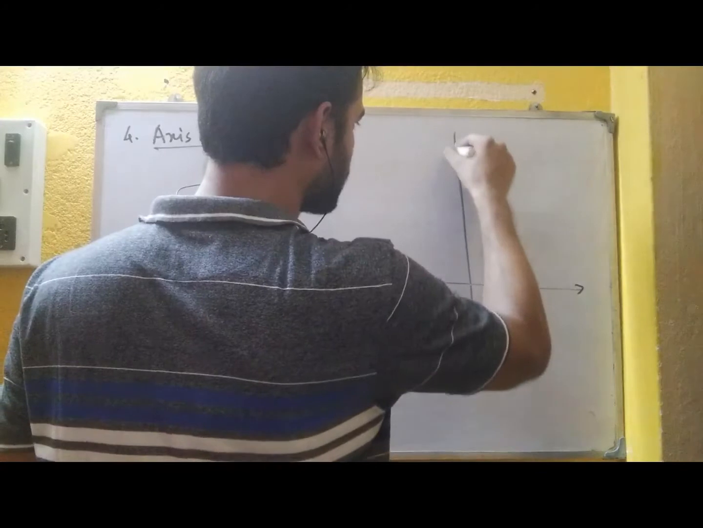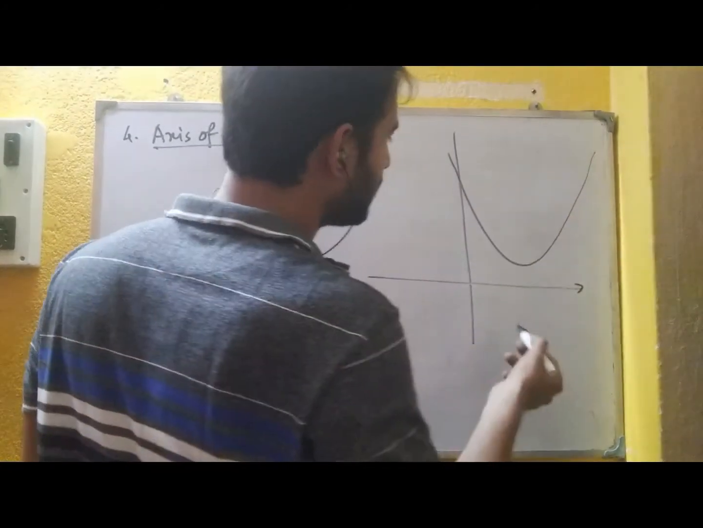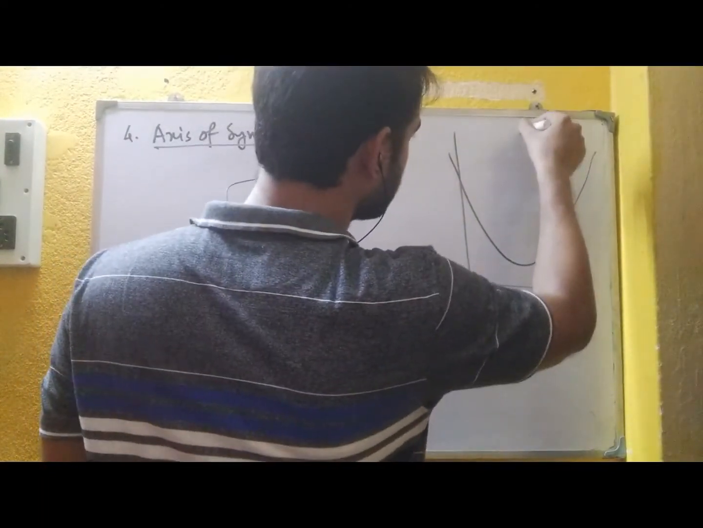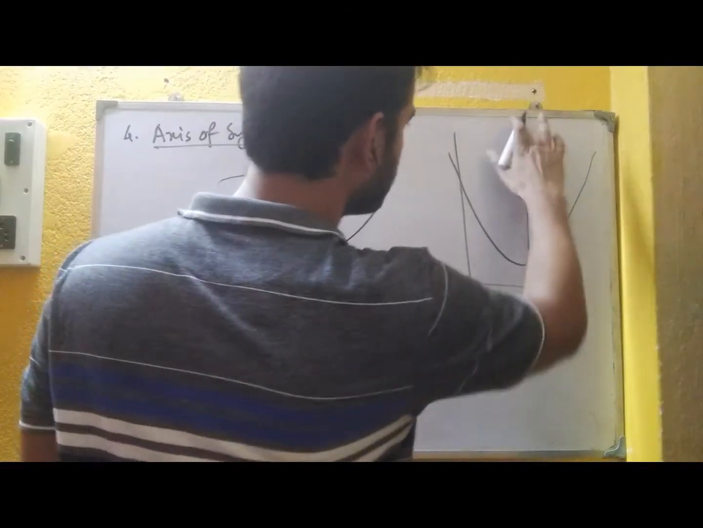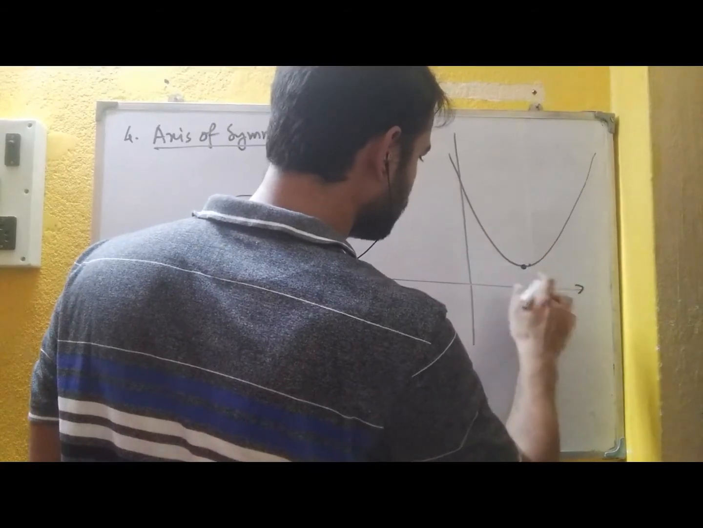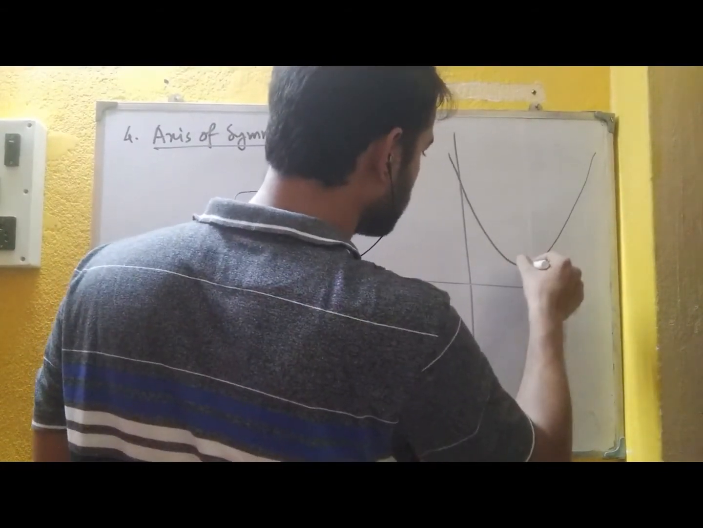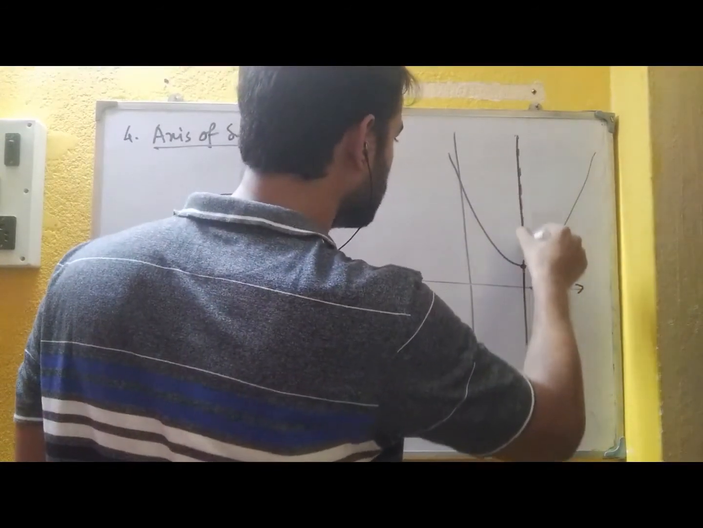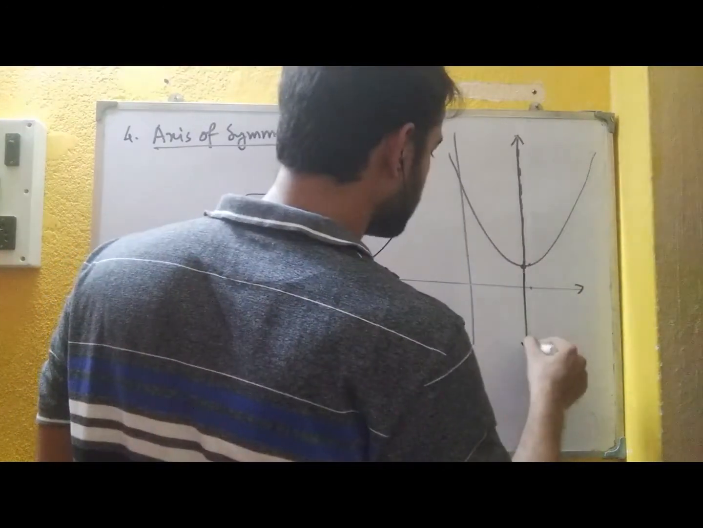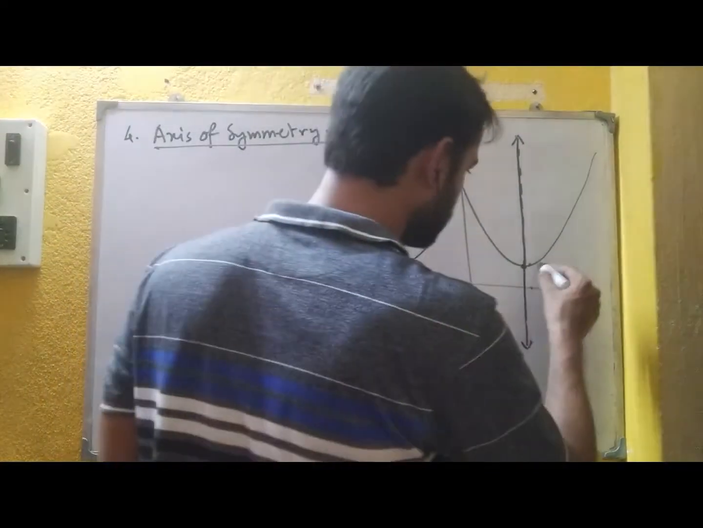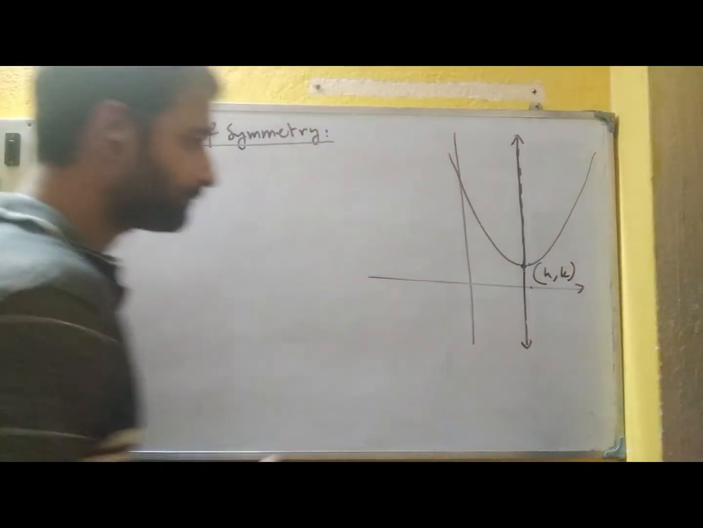suppose this is the graph of the quadratic expression. So about which line will it remain the same? If you take the reflection about some line, the line will be passing like this. Sorry. Say this is the point of minimum value, and the line will pass through this point like this. So this will be the line of symmetry, or you can say the axis of symmetry. From the picture you can see it is passing through the point (h, k), which is the vertex.